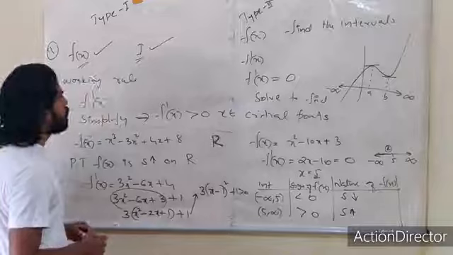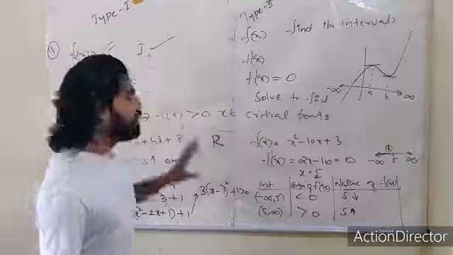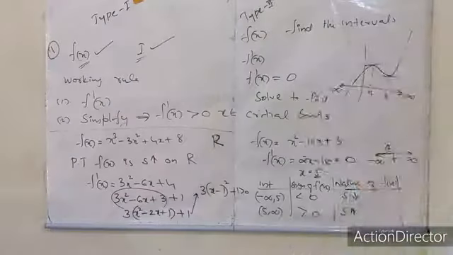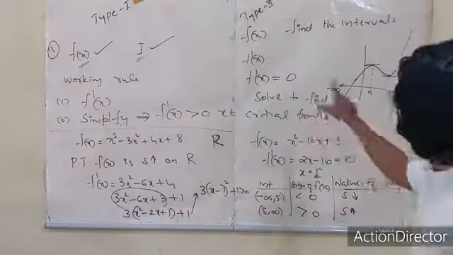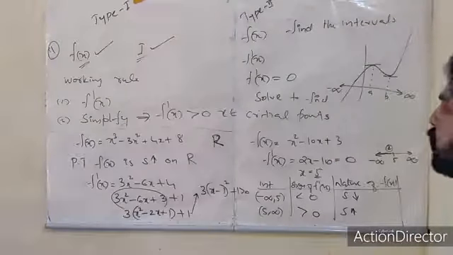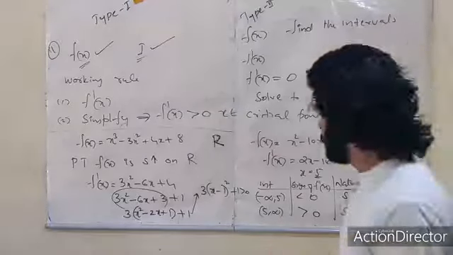So these are the two types of problems: one in which the function and interval are provided and you have to prove that the function is increasing or decreasing in the given interval, or you have to find the intervals in which the function is increasing and decreasing. Let's do the problems in the NCERT textbook. Okay, let's go.